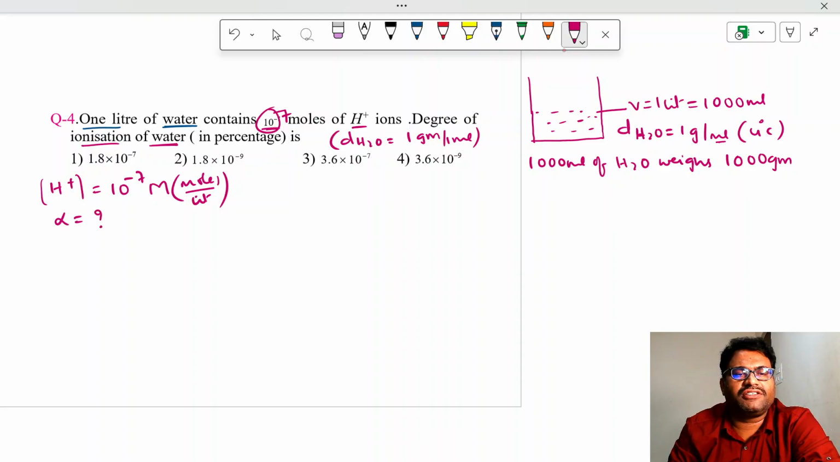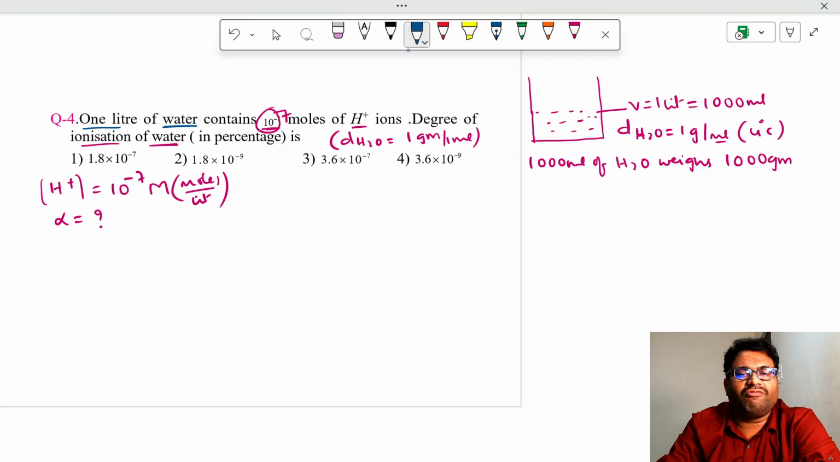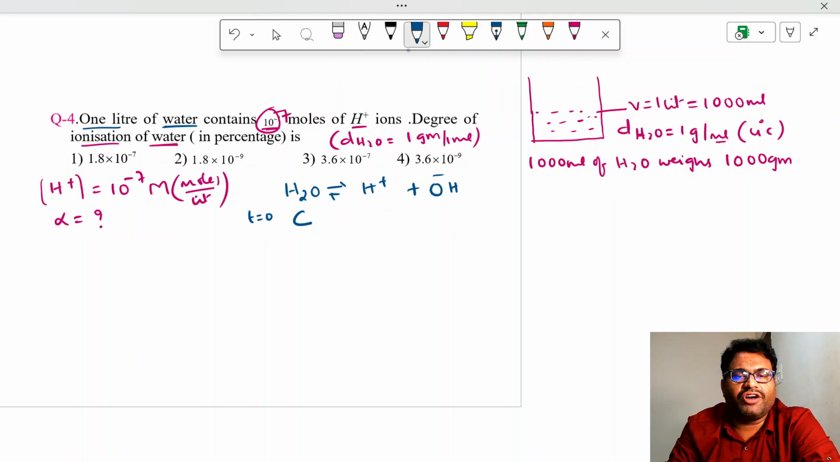And we know that here water dissociates into H plus and OH minus. At time t is equal to 0, let the concentration of water be C. Concentration of H plus and OH minus be 0, 0.